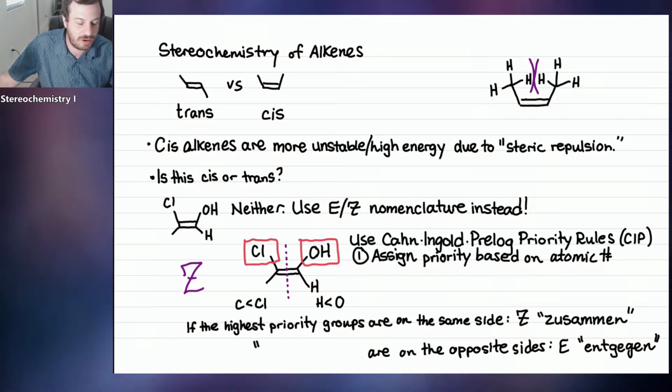Shall we do a harder one? Can we make this a little bit trickier? Absolutely we can. Let's take a look at what happens when there is a tie. That's always the fun thing in chemistry. What if we have a tie? What do we do? Well, the Kohn-Ingold Prelog people, they thought of everything. They thought of what to do in the case of a tie. So let's take a look.